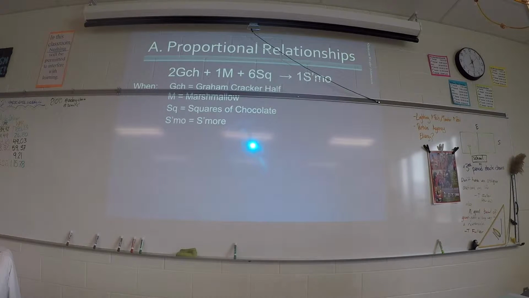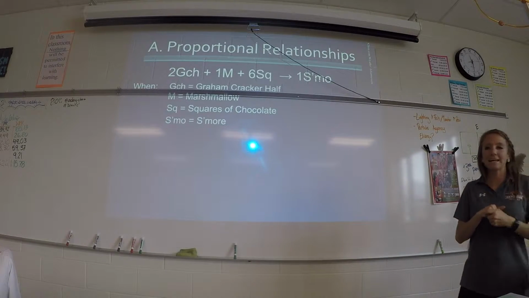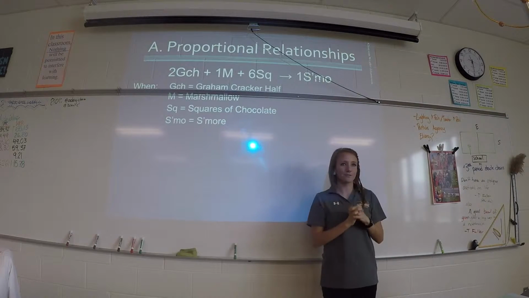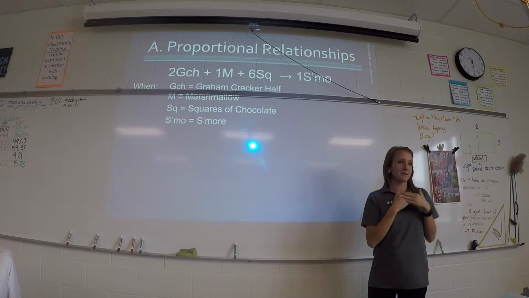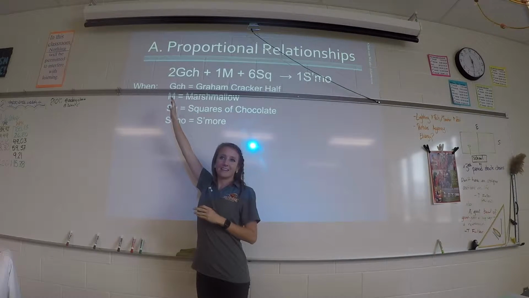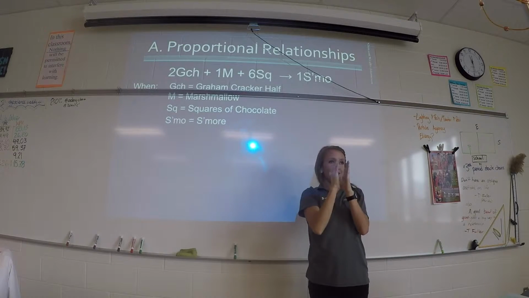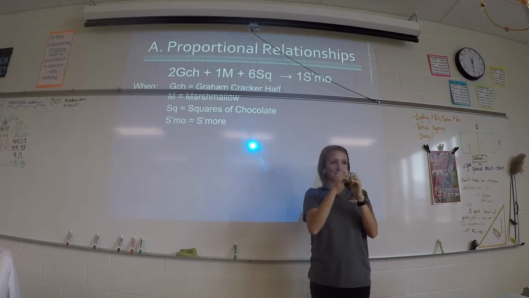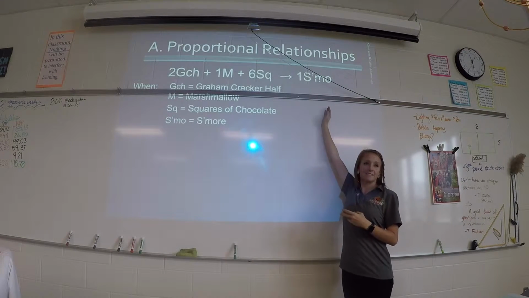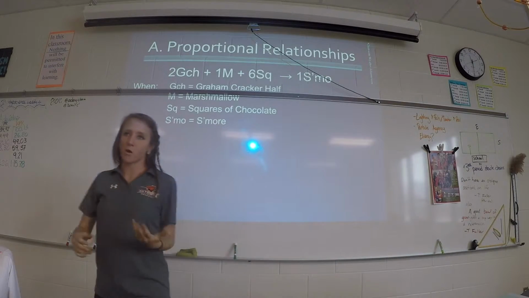So, I understand that your equation for a s'more might be different, but for my analogy's purpose, I ask that you just accept this equation as the truth, okay? So my balanced equation to make a s'more is that I need 2 graham cracker halves, I need 1 marshmallow, I need 6 squares of chocolate, like in a Hershey bar, how it breaks into the teeny squares, 6 of those, okay? And in the result, I get 1 s'more, okay? My balanced chemical equation for making a s'more.